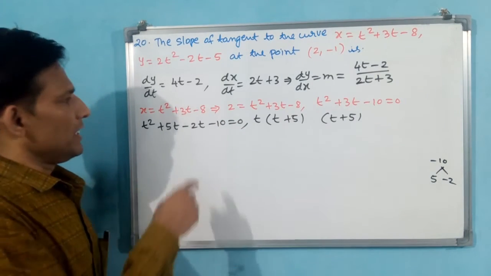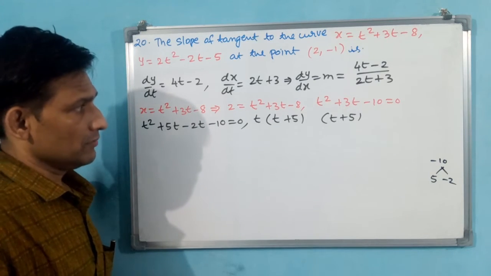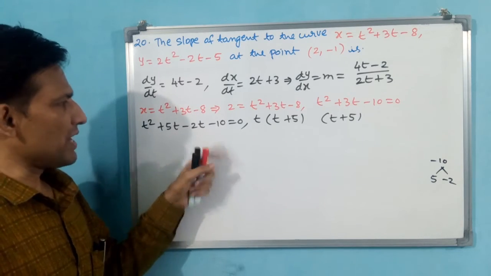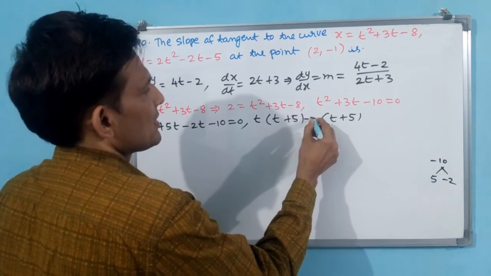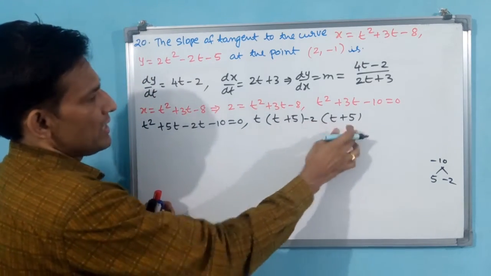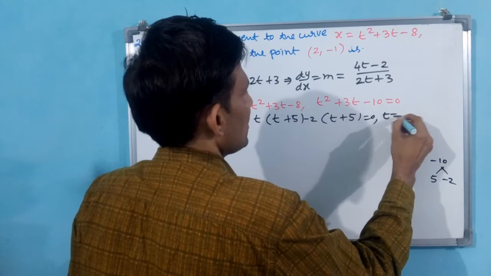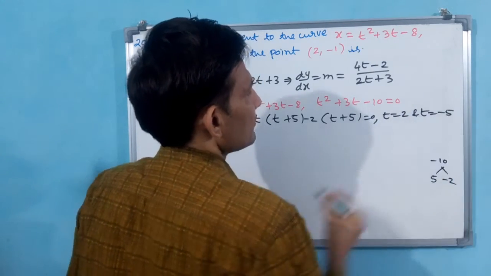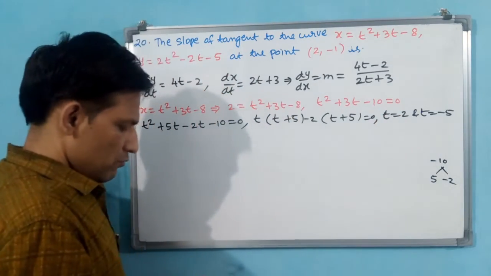Okay, let us find factors and the t values. t square plus 5t, t square plus 5t. You see minus 2t has to come, which means you take minus 2 here. Minus 2t minus 10. That means t is equal to 2 and t is equal to minus 5. Okay. This you box it now.